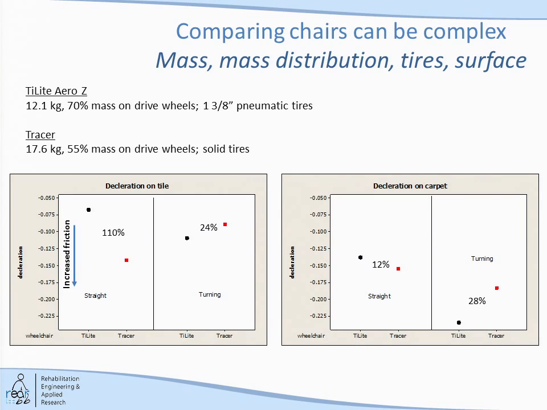If you go on carpet, you start to see differences because carpet is a higher energy loss environment, right? So it starts to dominate the system, okay? And dominating the system changes the impact of the tires, but you can still see going straight, the Tilite is a better, less energy loss chair. But in turning, you still see a 28% difference because of the interaction between the mass of the drive wheels, the tires themselves, and the profile of those tires, compared to what you see in a solid tire, okay?